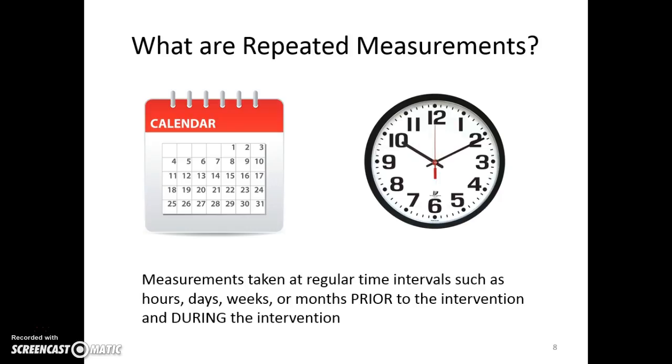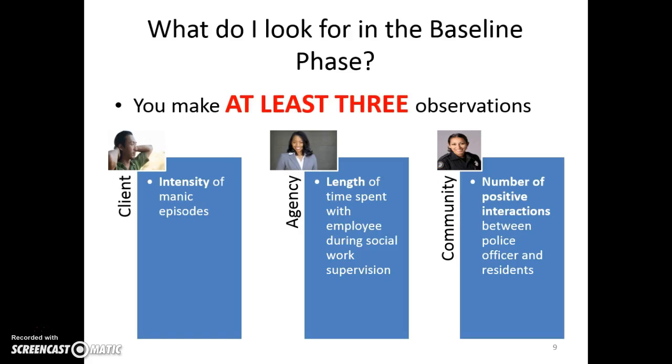So what is repeated measurements? It should be pretty straightforward. You measure more than once. Because you're looking at a single subject, you're looking at how often you're measuring. You could be measuring something in hours, days, weeks, or months, and you're going to be measuring this both prior to the intervention as well as during the intervention. So you're doing at least 3 of these observations. You're probably going to end up doing more, but you have to do a minimum of 3. We'll look at why in just a second.